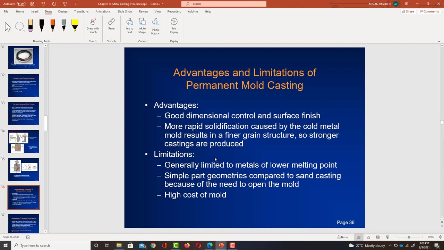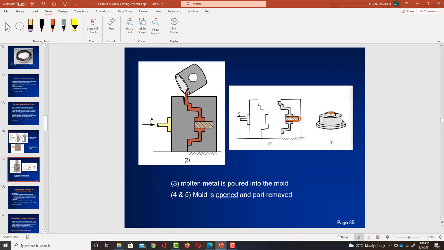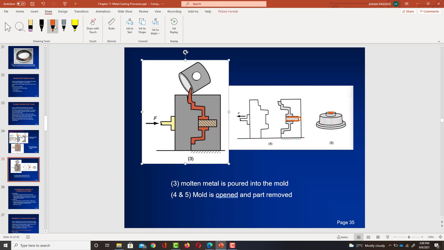What are the limitations? The limitation is that it is generally limited to metals of lower melting point. Why? What it means is that you can use only those metals that have a lower melting point than that of this pattern. If the pattern, let's say, melts at 400 degrees and you pour molten metal that is at 600 degrees centigrade, so what will it do? It will melt this mold cavity as well. Clear? So it is limited to only those metals that have a lower melting point than that of this mold cavity.